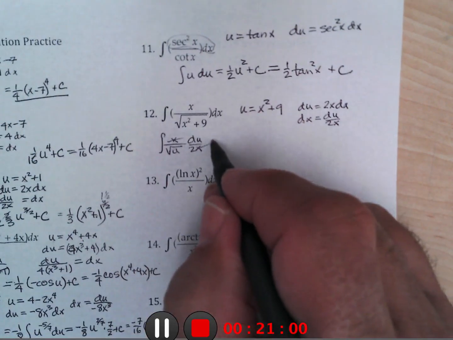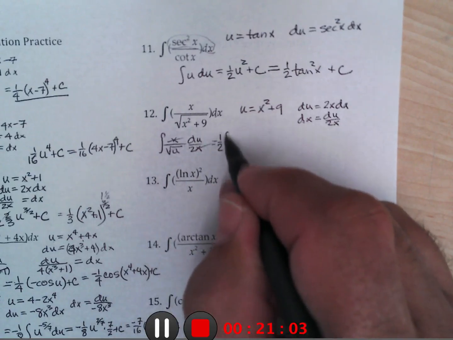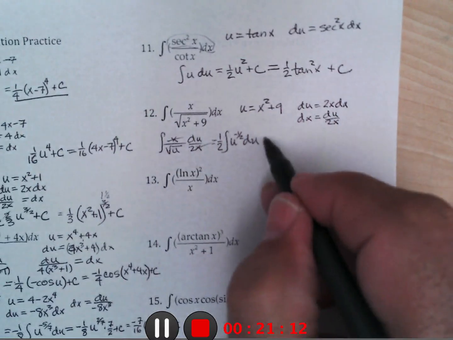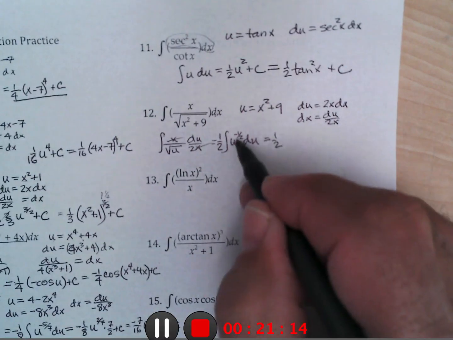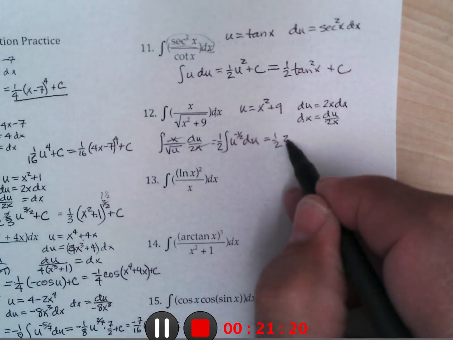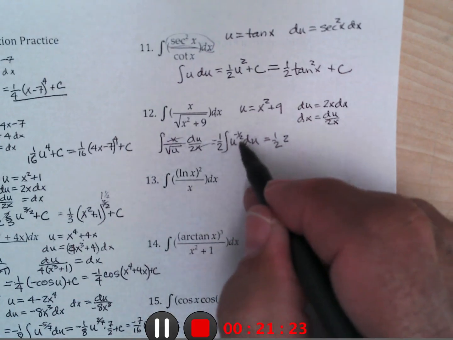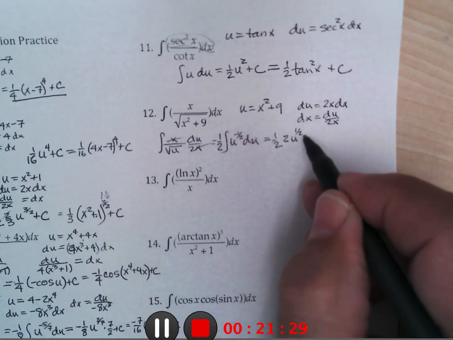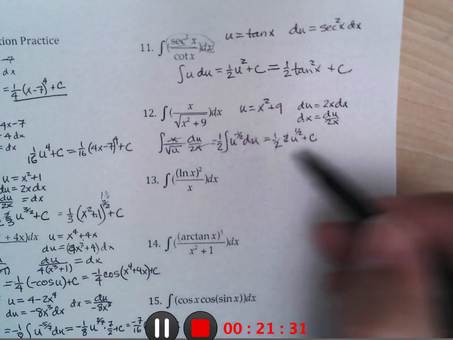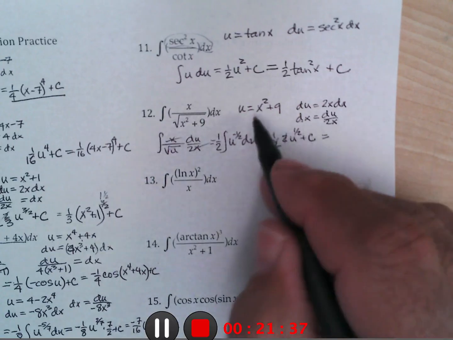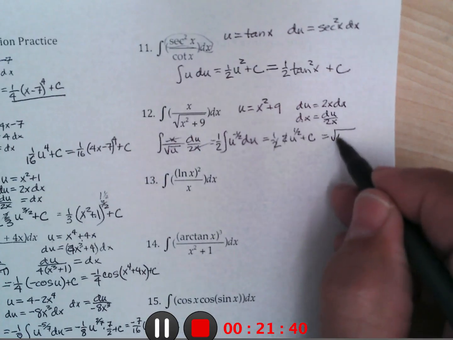So I got 1/2 the integral of u to the minus 1/2 du. The square root in the denominator is u to the minus 1/2. Integral of that is, add 1, we get 1/2, so we divide by 1/2, which is multiply by 2. U to the 1/2 plus c. The 2 and the half cancel, so I get u to the 1/2, or just the square root of u plus c, and this u was this, so it's the square root of x squared plus 9 plus c.